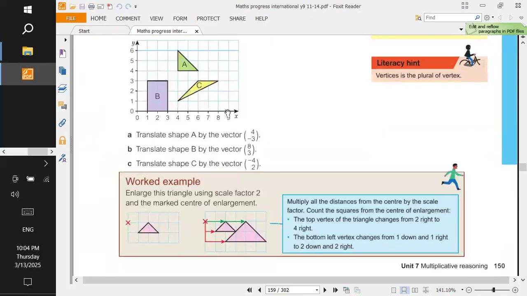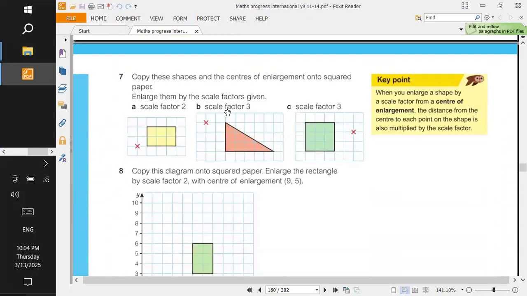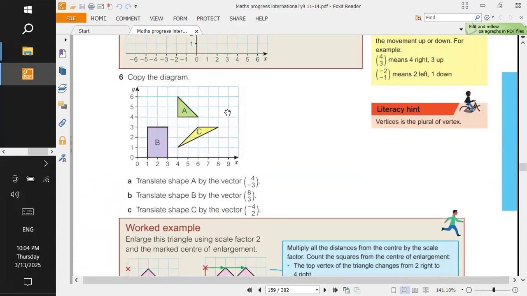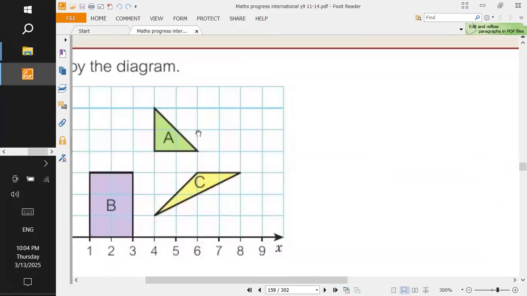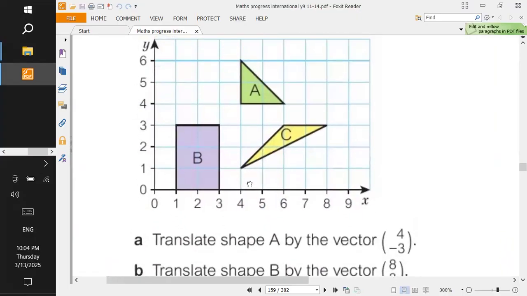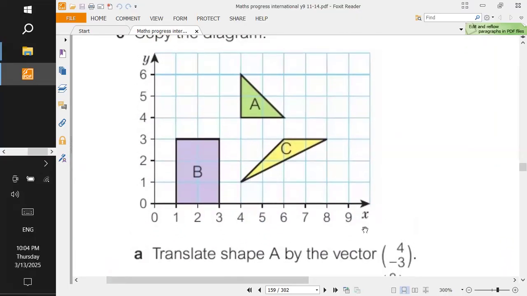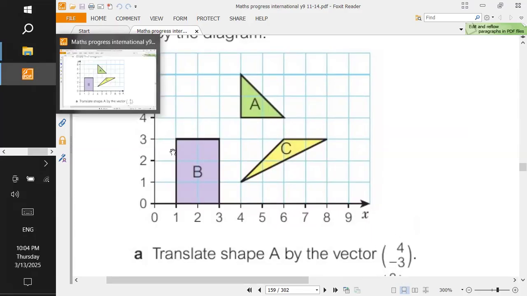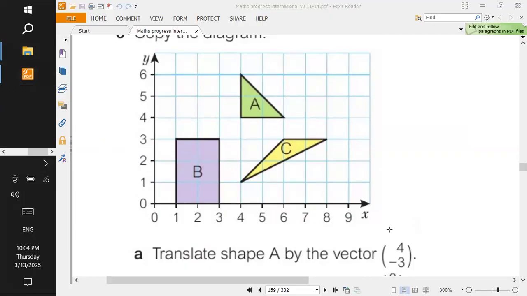Now, let's take a look at a question and we will use it to explain translation. Oh, these are enlargement. Okay, let's take these questions for example. Here, we're going to talk about shape A, okay? So this is the translation vector. The translation vector describes the movement that happens to the shape. Basically, the top movement is talking about the right and left movement, and the bottom movement talks about the up and down movement. So, translation vector will look like this. It's a big bracket like this.